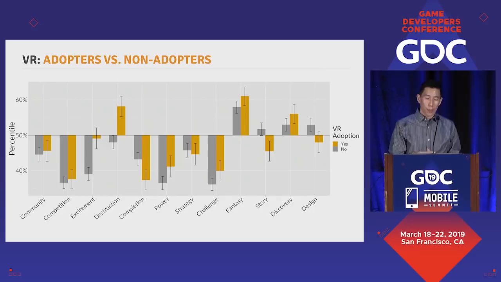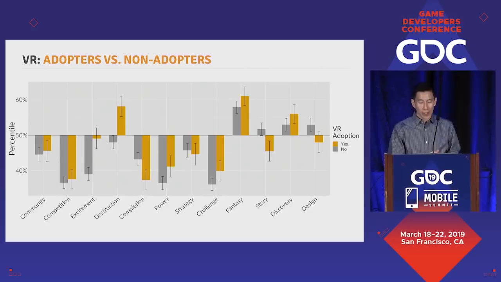When we compare the motivations of the two cohorts, we were expecting fantasy to be a predictor of VR adoption. It turns out it isn't. The best motivational predictors of VR adoption are destruction and excitement. So people who like fast-paced chaos and mayhem have been more likely to go out and purchase VR, fans of shooter games.